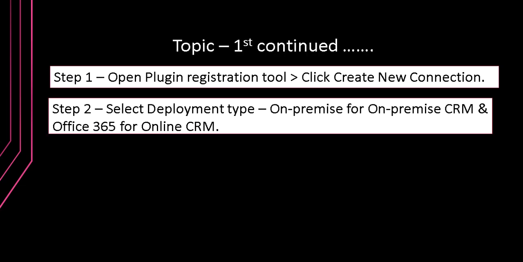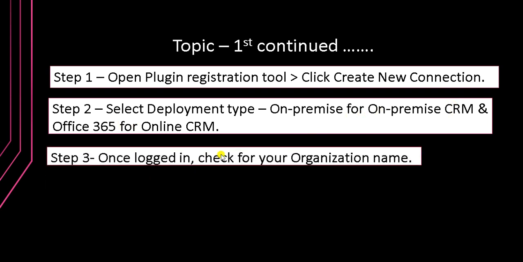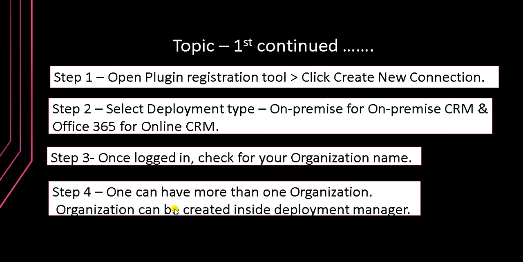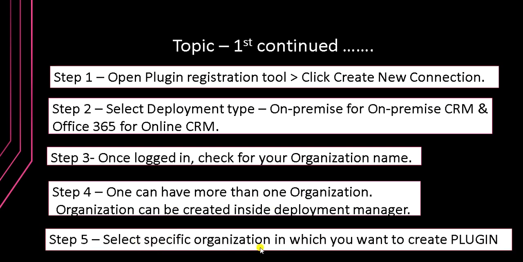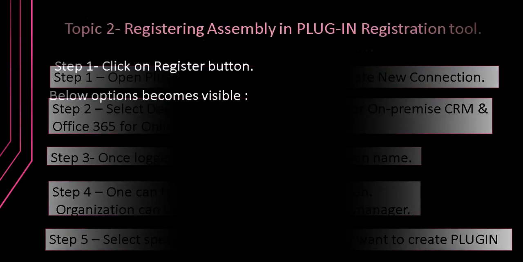Like here, I've told you deployment type: on-premise MSCRM for on-premise, and Office 365 for online. Once logged in, check for your organization name. One can have more than one organization. An organization can be created inside Deployment Manager, but you should have administrative rights to create an organization inside Deployment Manager. Select the specific organization in which you want to create a plugin. Selecting your organization, then only the plugin will work in that particular organization. These are the steps involved.